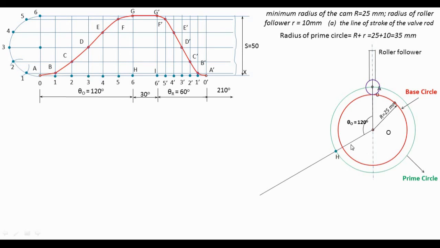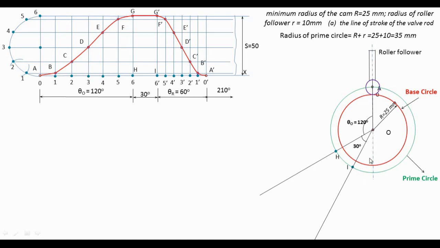Next, the dwell period is 30 degree. So from this line, draw a line inclined at an angle of 30 degree. Measure the angle in this anti-clockwise manner. So let us draw this point. This line intersects with the prime circle here, which is going to represent the point I. Okay, next is the return stroke at an angle of 60 degree.